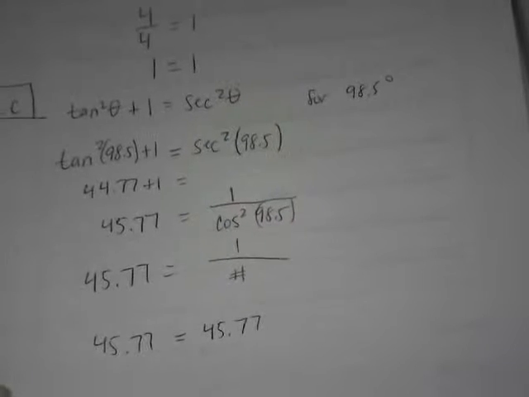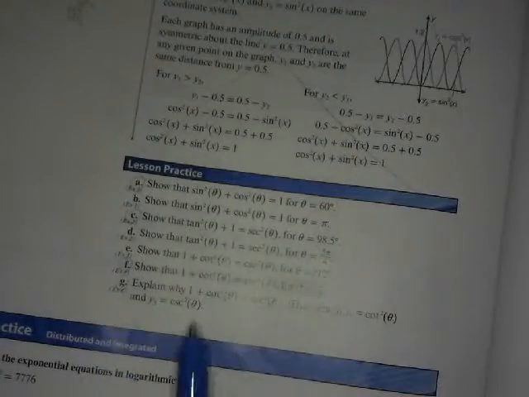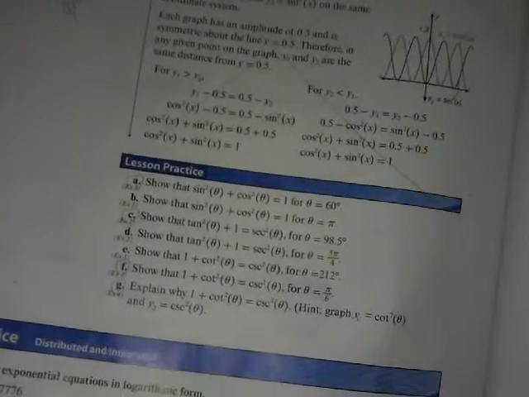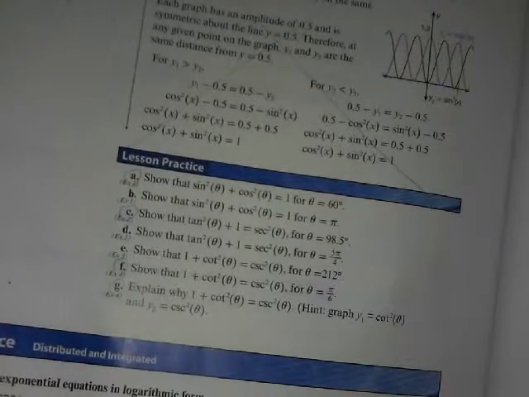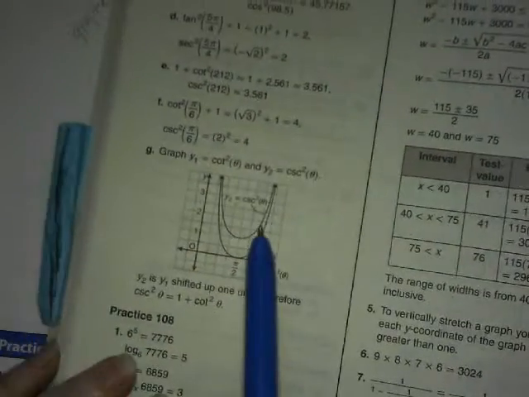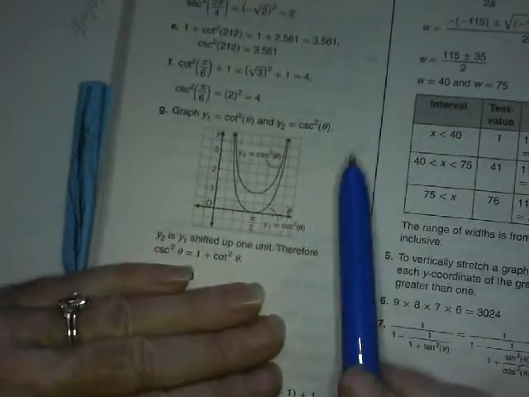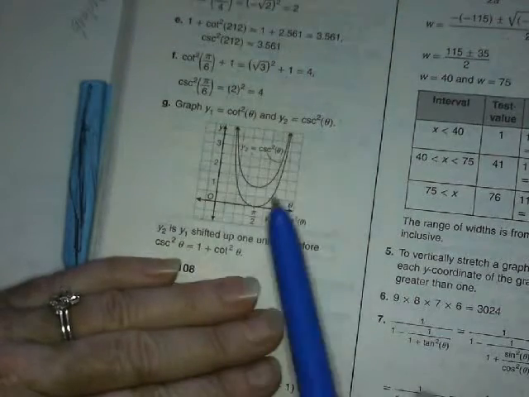I think I'm going to skip letter F because I just don't have enough time on my YouTube video. And I'm just going to show you letter G in the book. Letter G says explain why 1 plus cotangent squared theta equals cosecant squared theta. And then it says hint, graph y1 and y2. Well, you would do something like that with a graphing calculator, but you don't have one. So let's go right here. If you graphed it, there are all the answers. Hey, don't be looking at the answers. There are some free answers for you though.